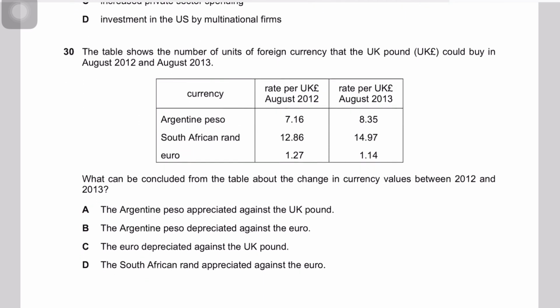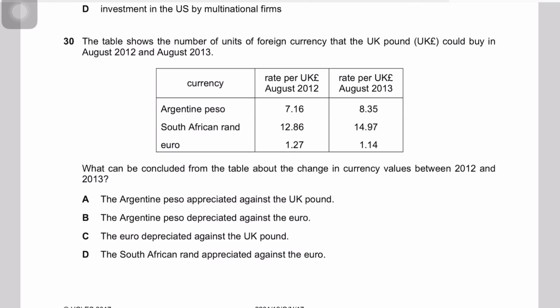Question number 30 says, and this is a good question as well, the table shows the number of units of foreign currency that the UK pound could buy in August 2012 and in August 2013. So what can be concluded from the table about the change in currency values between 2012 and 2013? Usually these kinds of MCQs come where they give you a table, they give you different options and they ask you, what can you conclude from them? It's not as difficult an MCQ as it seems.